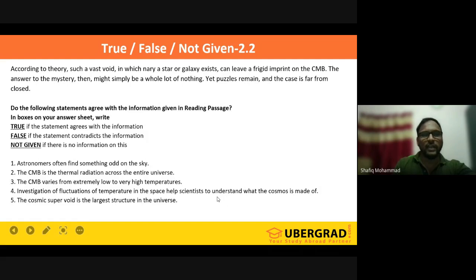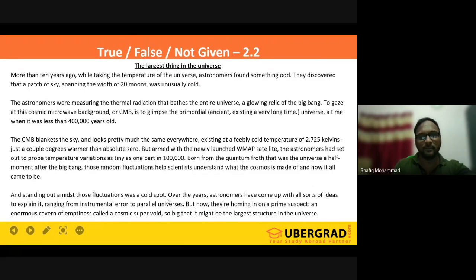So if the word investigation is not there, it doesn't mean it is not given. But the rest of the sentence says when they are doing all this research, they are also trying to understand the cosmos, isn't it? So that is the main thing to understand here. Okay. Yes. The exact sentence or phrase won't be there.